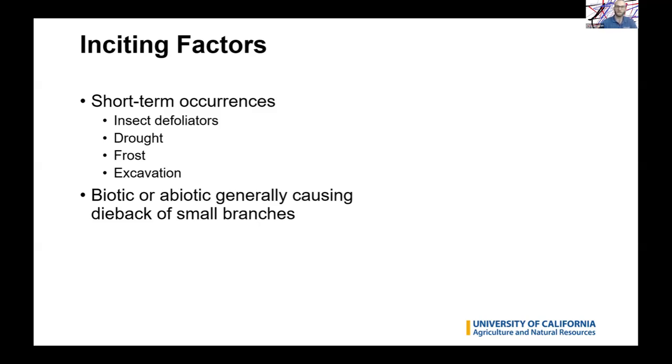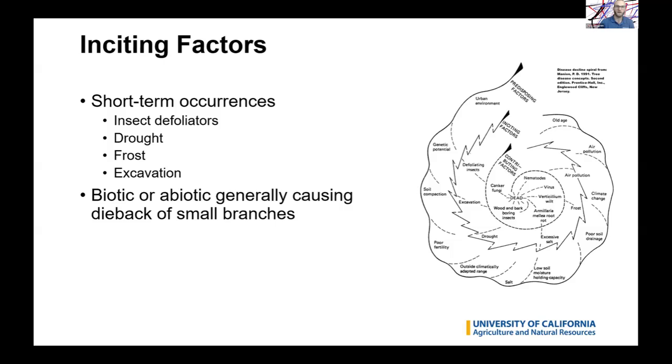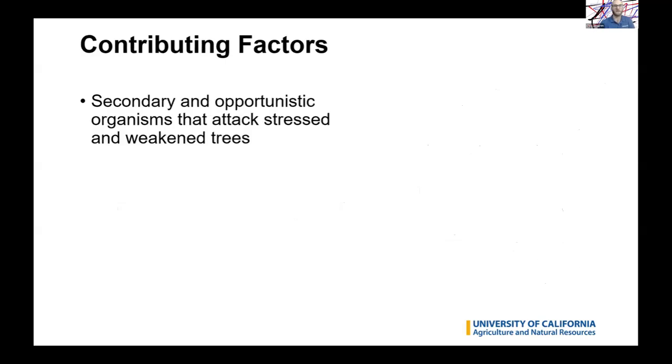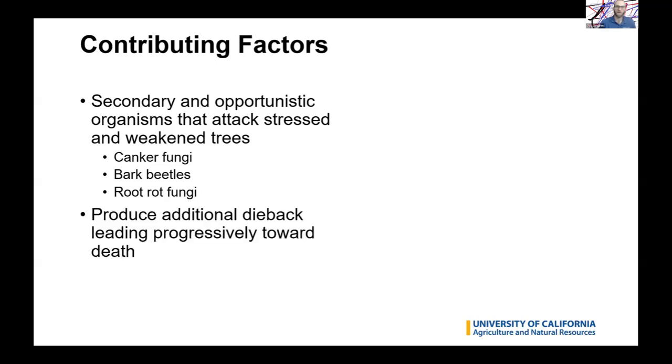These inciting factors continue to weaken the tree. Now the tree has to use its resources and respond to all these different things, and it's using all those carbohydrate stores, which makes it more susceptible to these contributing factors, these opportunistic organisms that come in, weaken the tree, and ultimately kill it. These are things like canker fungi, so Botryosphaeria fungi, bark beetles, boring beetles, root rot fungi, things like that. And this is what ultimately leads to the tree dying.